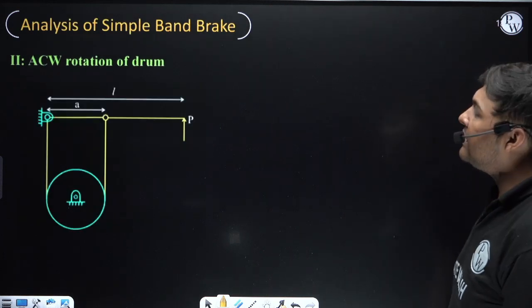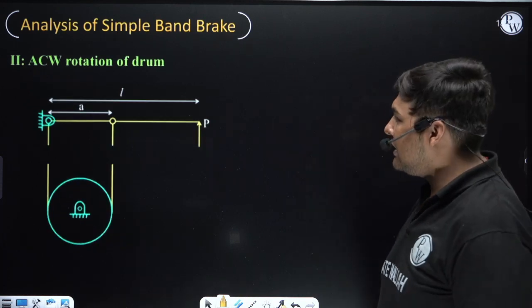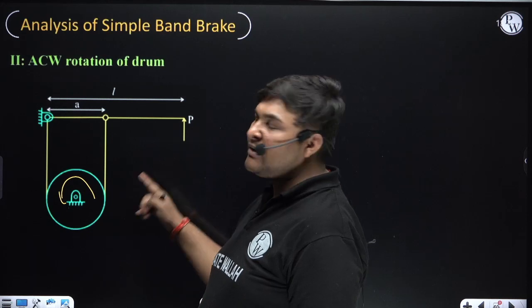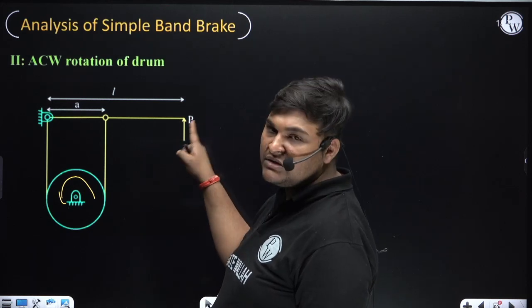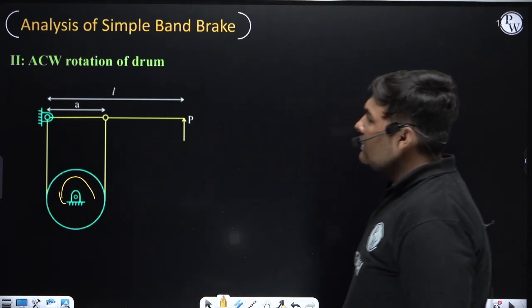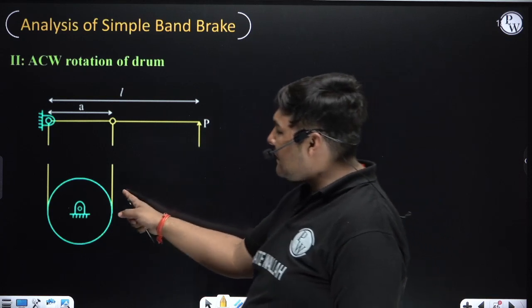Now we will do the analysis of simple band brake for anti-clockwise rotation of drum. So here the drum is rotating anti-clockwise. Whether the drum is rotating clockwise or anti-clockwise, it will not change the direction of braking effort, because this direction of braking effort is ensuring this band is in tension. Now we'll draw the FBD of drum plus band and lever.